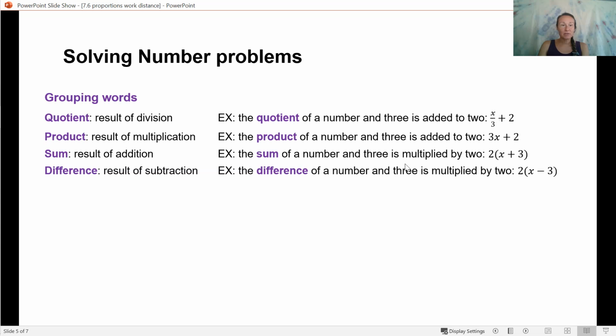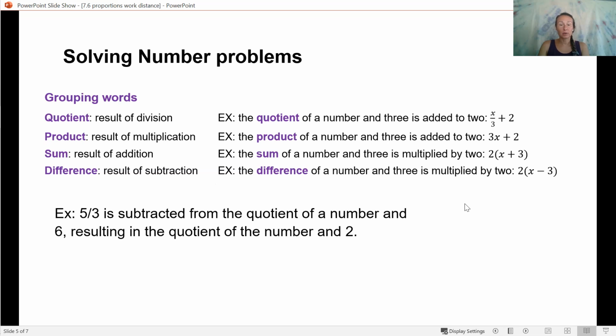So that's how these grouping words work. Make sure you really understand they're grouping words, meaning quotient, product, sum, and difference. When you're asked to do something to a quotient, product, sum, or difference, you need to put parentheses, if necessary, around the 2 pieces of information that go into your quotient, product, sum, or difference, and then do it to that whole thing. Okay.